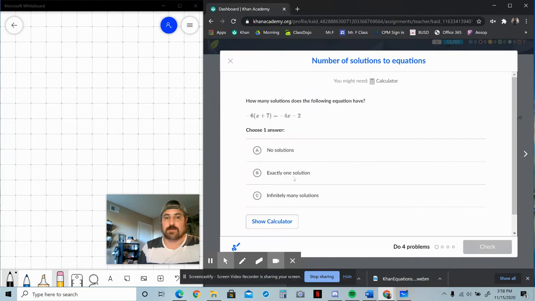When would it be exactly one solution? When the variable doesn't go away and you can find out what that variable's worth, right? It's worth one thing. That makes it true. And when would be infinitely many solutions? When the variable goes away, but you're left with a true statement.